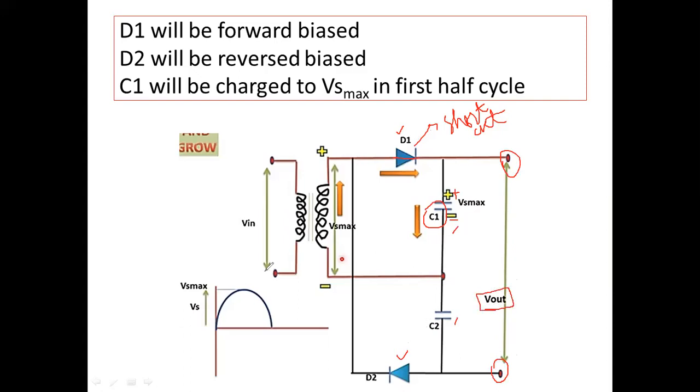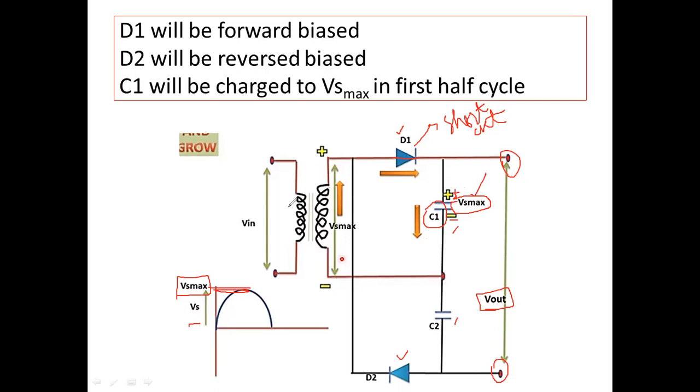And the peak value of the first half cycle is Vs maximum. Vs represents the voltage source. So Vs maximum is the peak value of the single first half cycle. Due to the first half cycle, as the current is flowing through it, the capacitor will be charged to Vs maximum, this peak value.